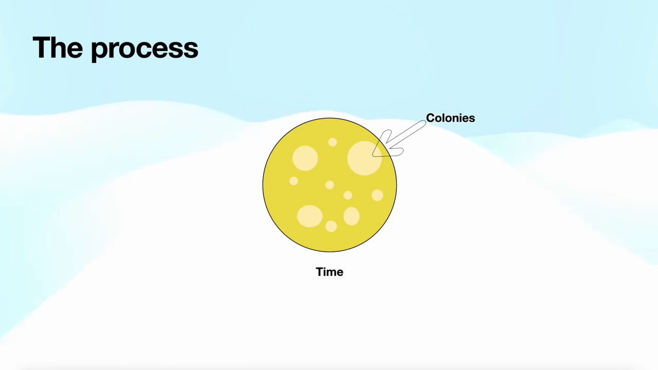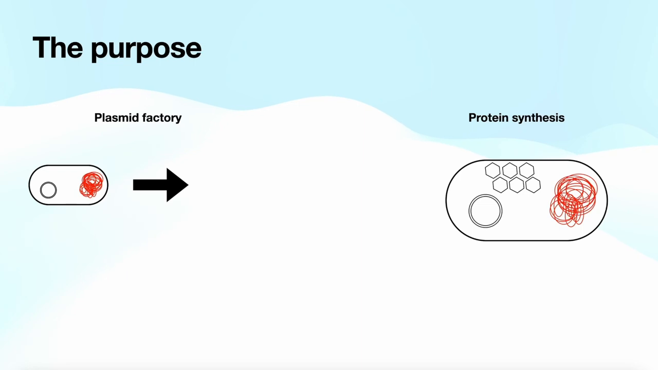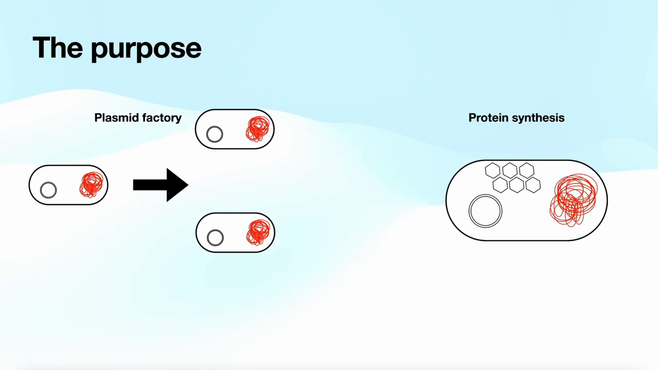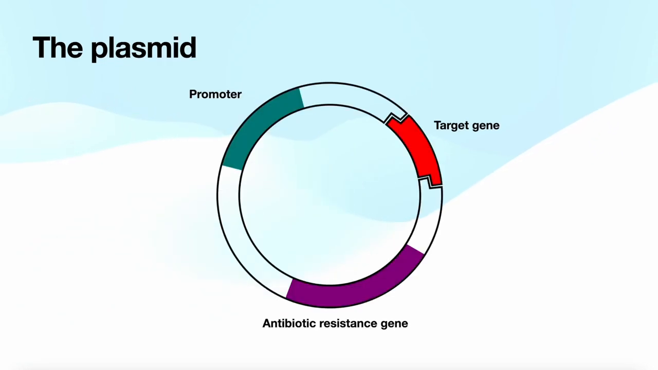Now we can use the bacterial transformation for either plasmid production on a more complex scale, or we can just use it directly to synthesize proteins. Now we'll have Walter White explain the significance of the plasmid structure.